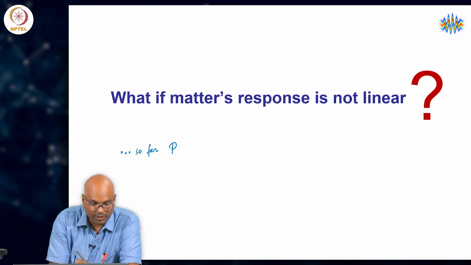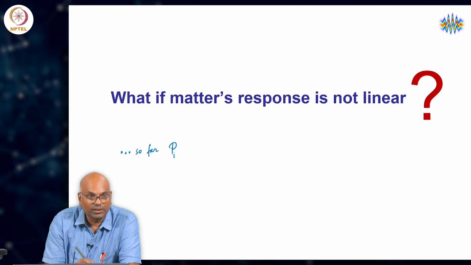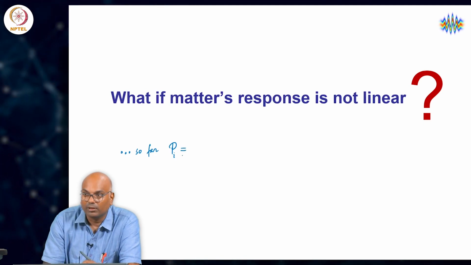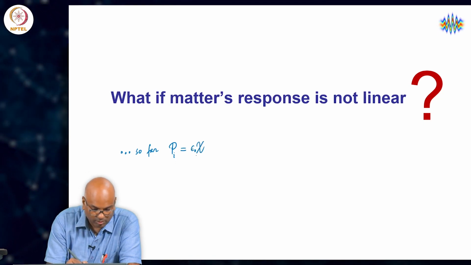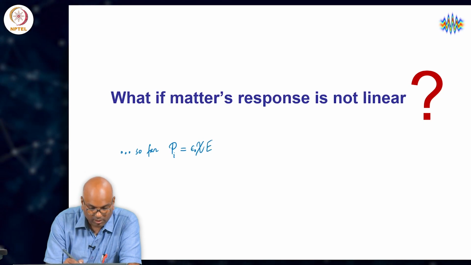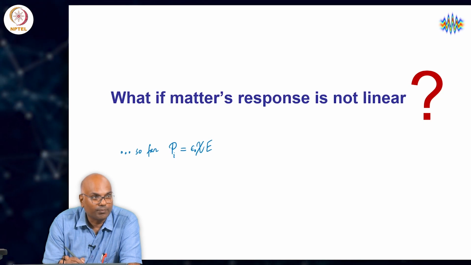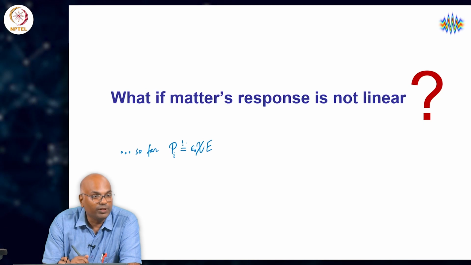P, what's P? P is the polarization field. Okay, it's a function of R and T, but let's keep everything simple. It was epsilon naught times chi times E, the electric field. Is this always true?